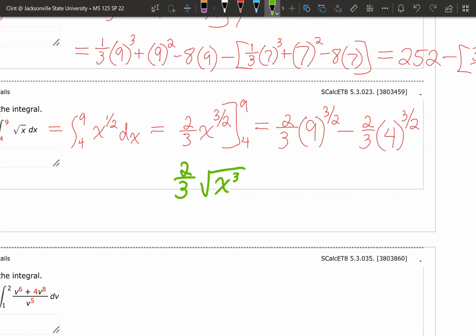Okay. So then let's see, square root of 9 is 3, 3 cubed is 27 times 2. So this first one works out to 54 over 3. And then the square root of 4 is 2, 2 cubed is 8, 2 times 8 is 16, so minus 16 over 3. And then 54 minus 16, yeah, 38 over 3 there.